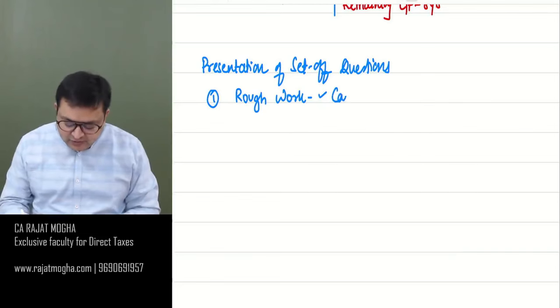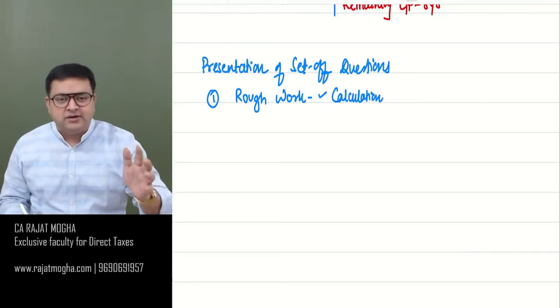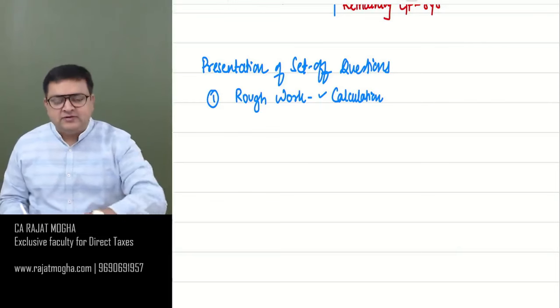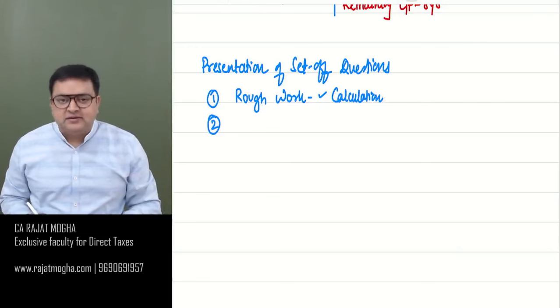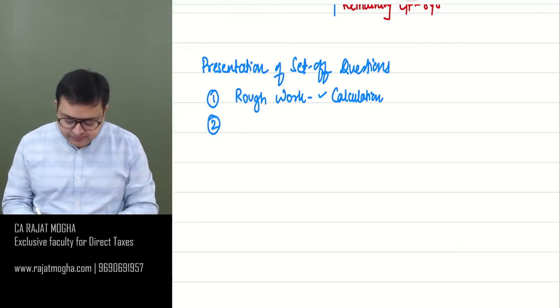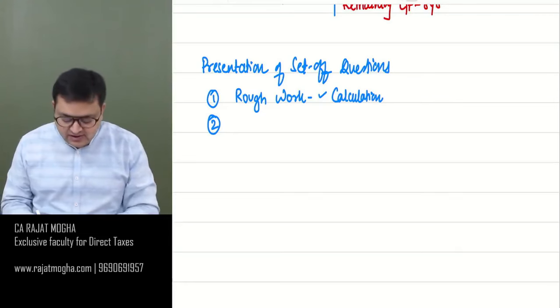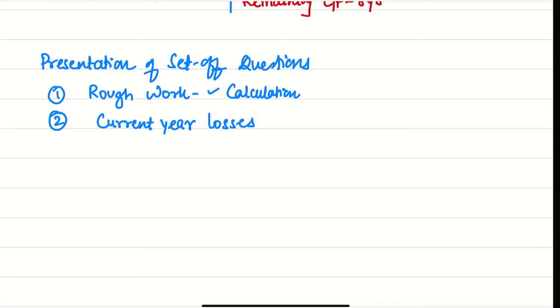So first of all, do your rough work. Do some calculations first, whether I can set off this loss from that income or not, right? It will not take more than 2 minutes of yours to do this entire exercise. Second is that you should, first of all, only concentrate on your current year expenses or current year losses. Only concentrate on your current year losses.